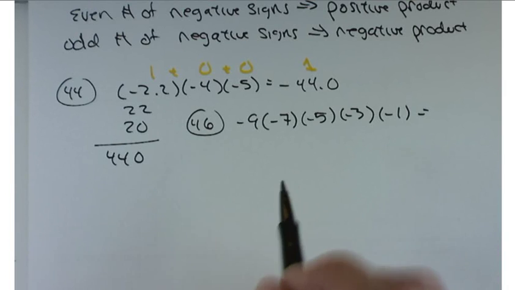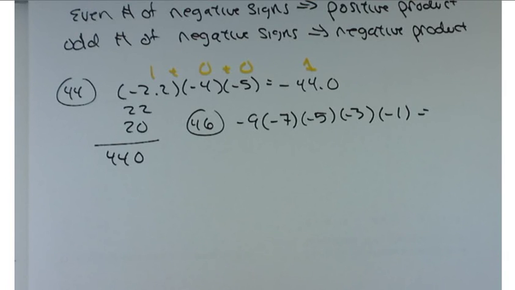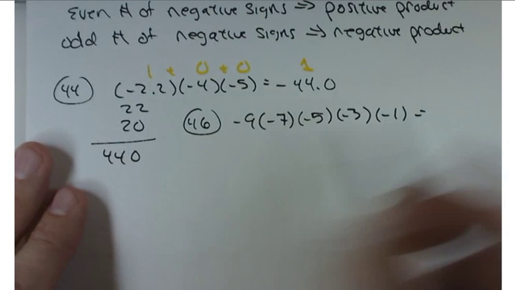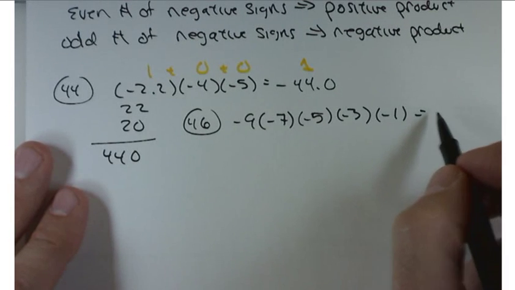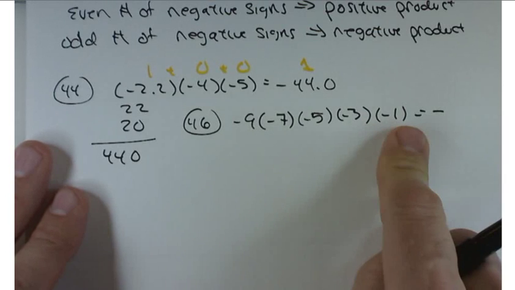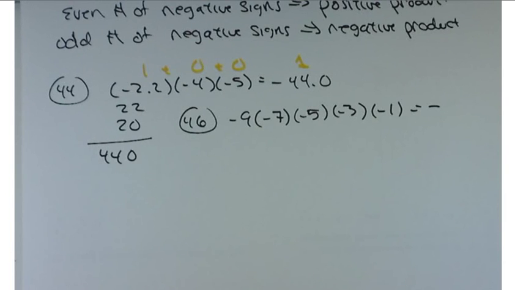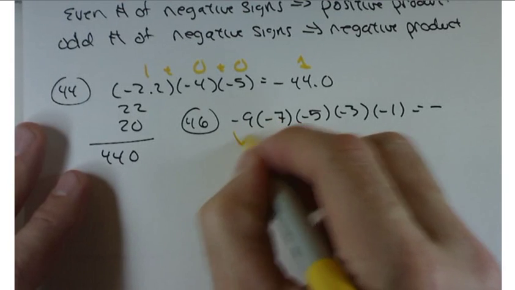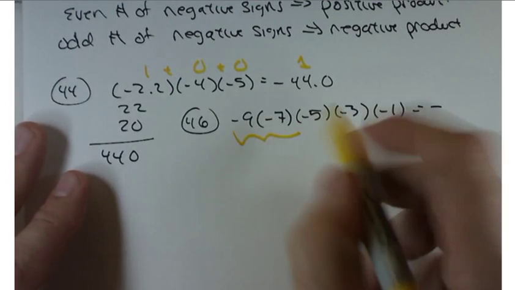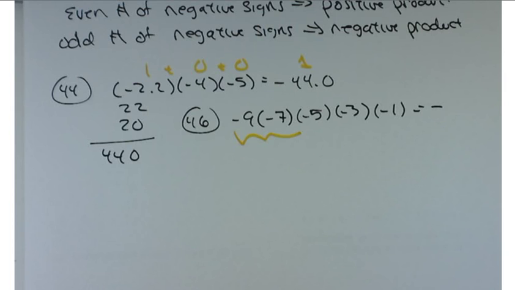All right, but we got an answer here. So the sign of this is negative because you have an odd number of negative signs. The rest of this, well, maybe we'll kind of chunk it out here. Let's multiply these two together and multiply these two together.